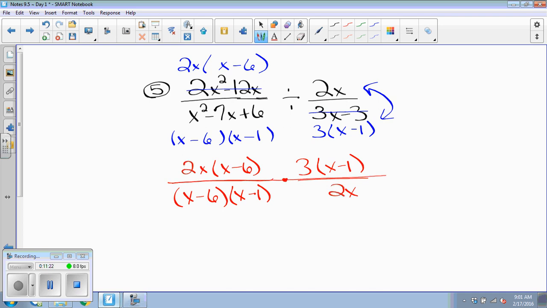This is like one big fraction now. Okay? And so, start with the top left. Do I have another 2? Do I have another x? Do I have an x minus 6? Do I have a 3? No. Do I have an x minus 1? So, the only thing that's left is 3. You could say 3 over 1, but that's just 3.